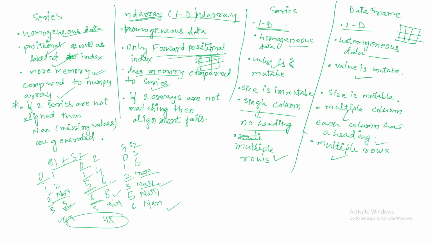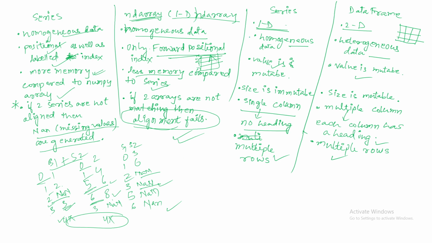So whenever two series are not aligned, just like here the index is not aligned, NaN and missing values are generated automatically. But if two arrays are not matching, what will it display? Alignment failed. That means error. It will not give any output.